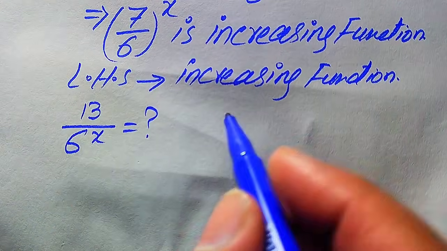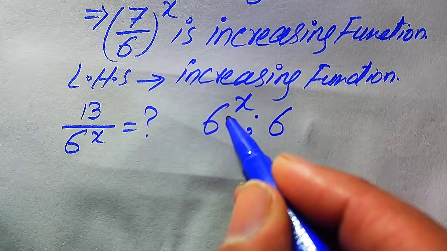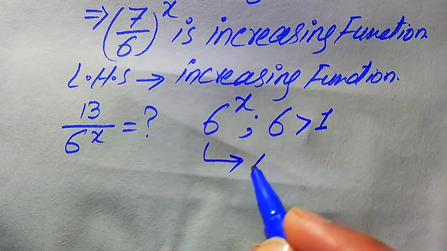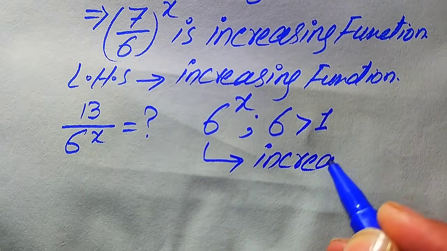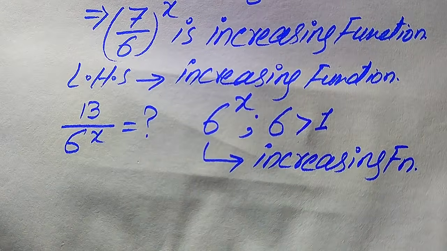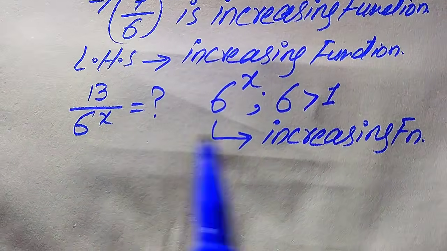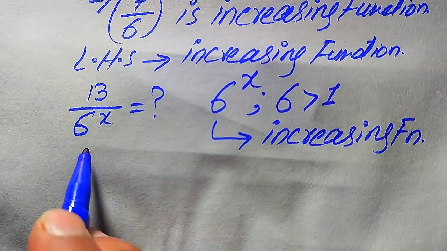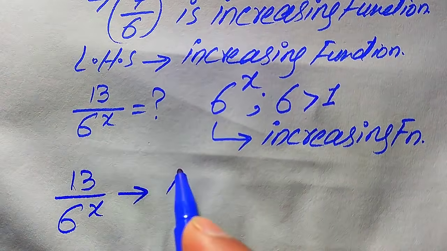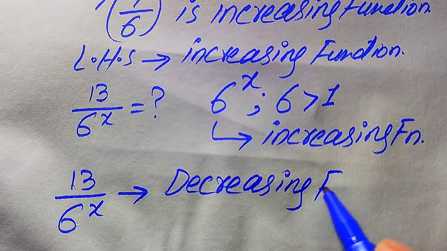If you look at 6 to the power of x, you see clearly the base of this term is 6, and 6 is greater than 1. This means that 6 to the power of x is an increasing function. And when we divide any number by an increasing function, it becomes a decreasing function. So 13 divided by 6 to the power of x becomes a decreasing function, so this whole function is a decreasing function.